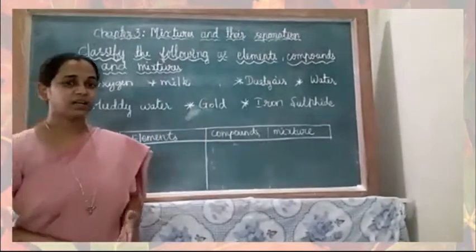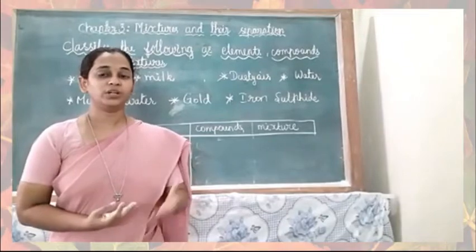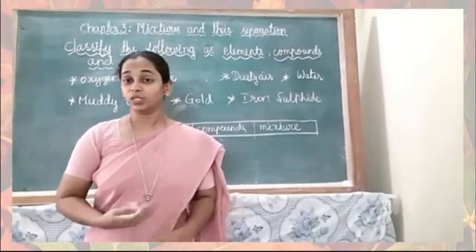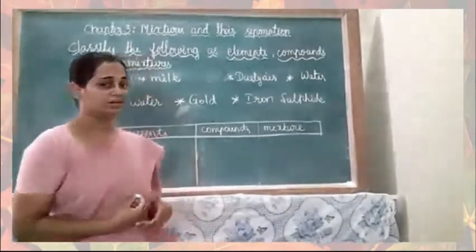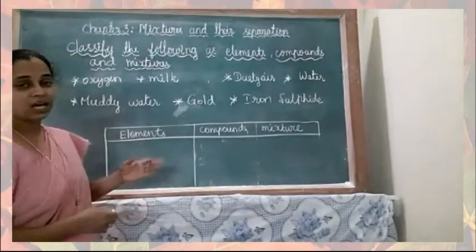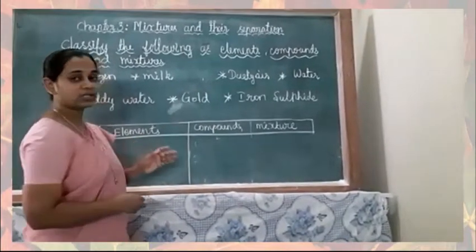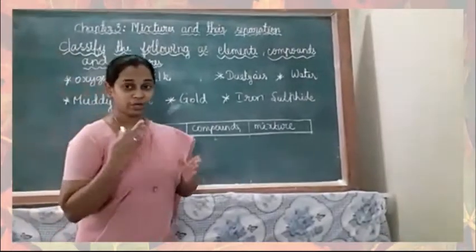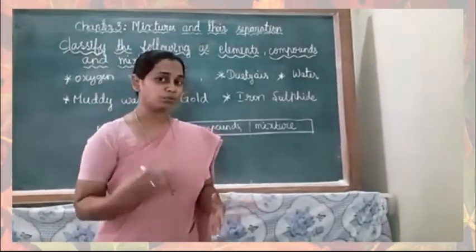We have discussed the characteristics of pure substances and impure substances. What are the two types of pure substance? Elements and compounds. What is the other name for impure substance? Mixture. Here, a few substances are given. You have to classify these as elements, compounds and mixtures. What is an element? An element is made up of only one kind of atom. A compound is made up of only one kind of molecule. And a mixture is made up of two or more substances.